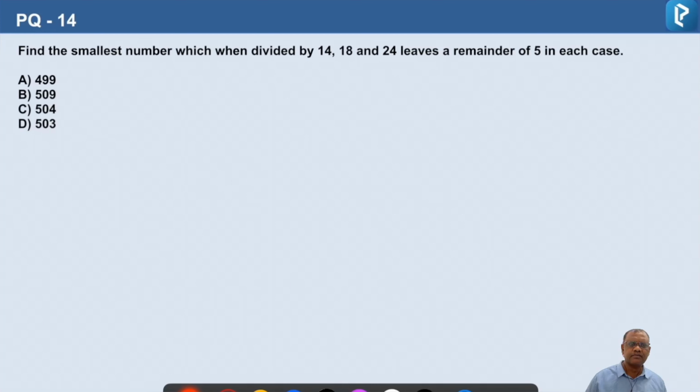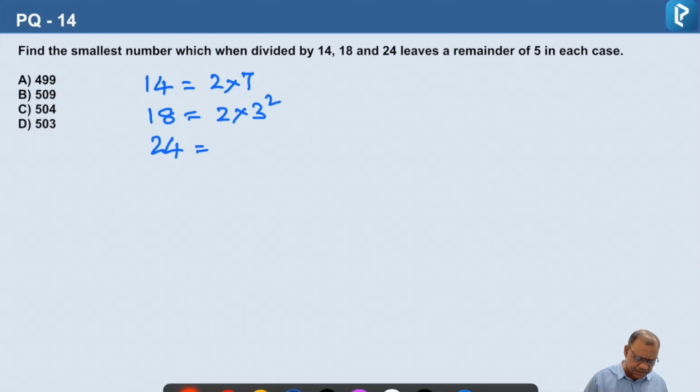Question number 14. Find the smallest number which when divided by 14, 18 and 24 leaves a remainder of 5 in each case. Here also we should find out the LCM of all these three numbers first of all. For 14, 18 and 24, 14 is 2 times 7. 18 is 9 twos. 24 is 6 fours or 8 threes. So what is the LCM? The highest powers we should take.